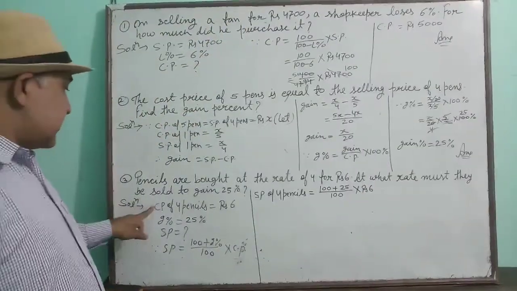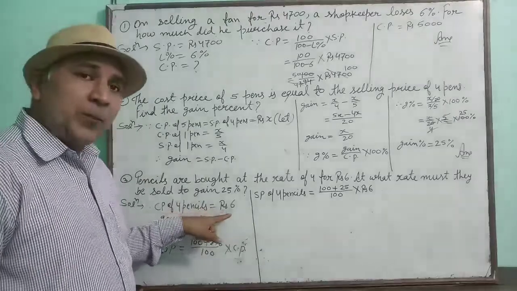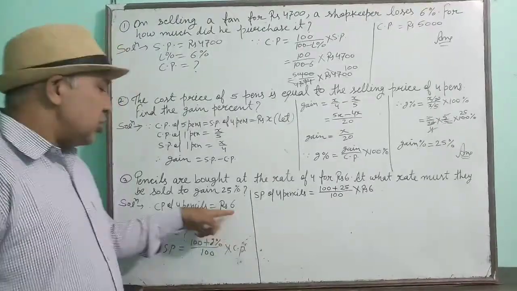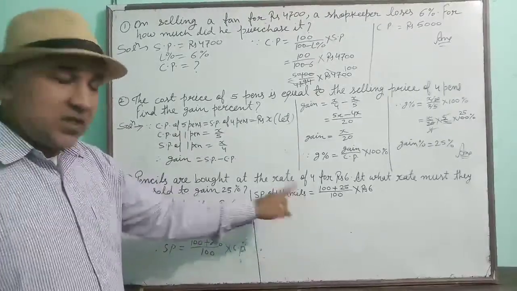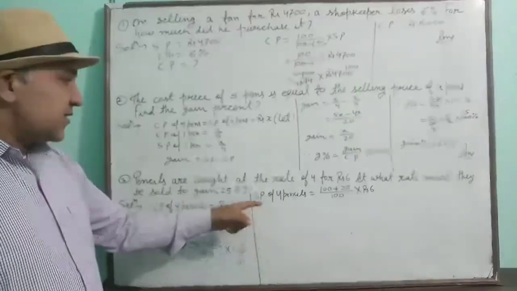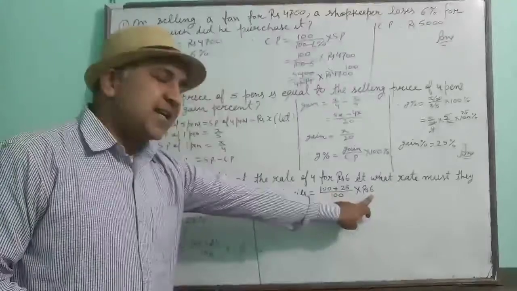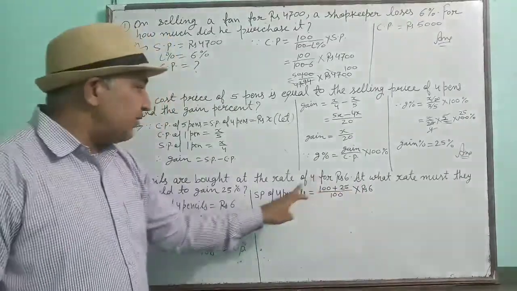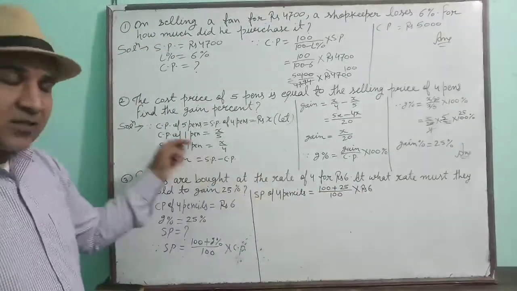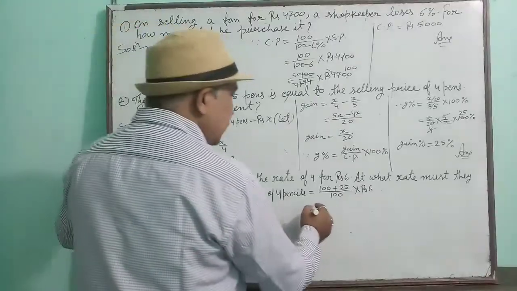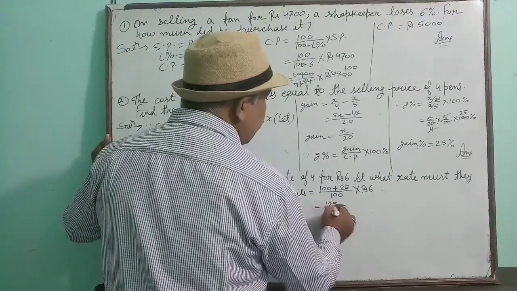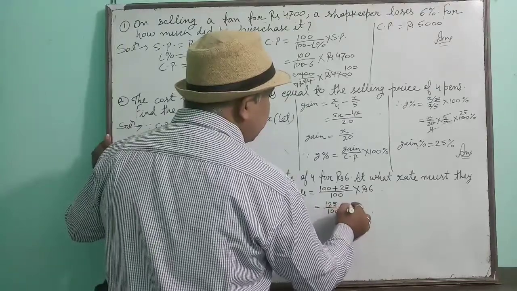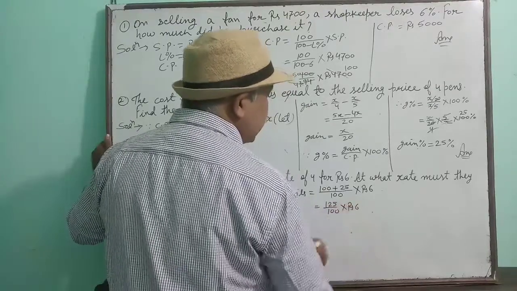See children, since the cost price of 4 pencils is 6 rupees, so we will get the selling price of 4 pencils. Must understand this point. Since we are putting the value 6 for cost price, we will get the selling price of 4 pencils. Solve it. 100 plus 25 is 125 upon 100 multiplied by rupees 6.